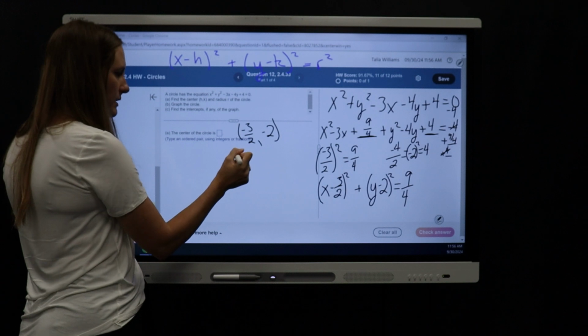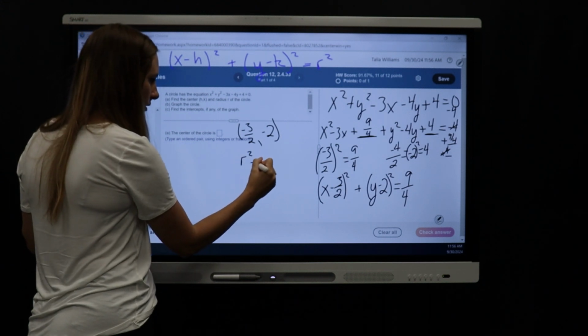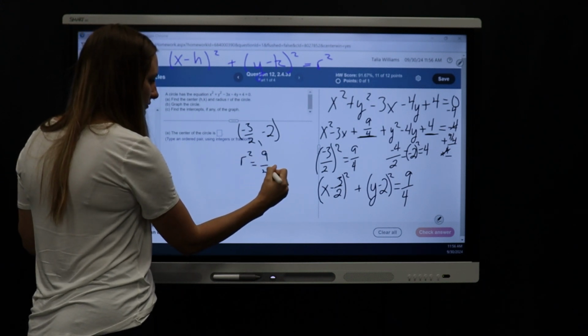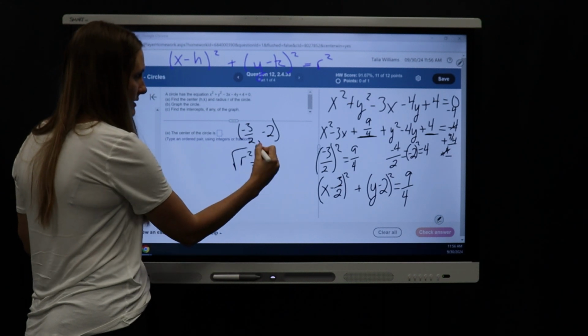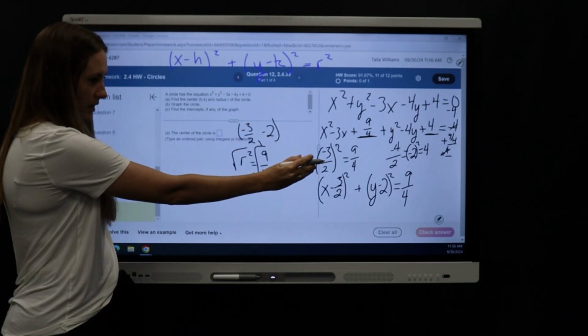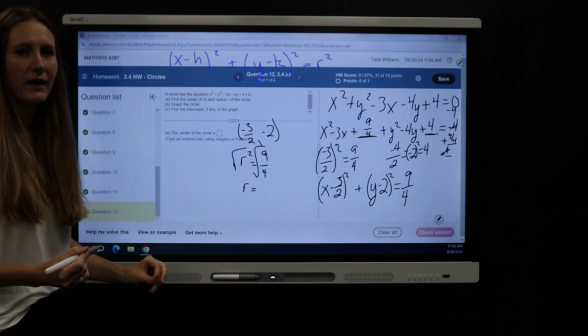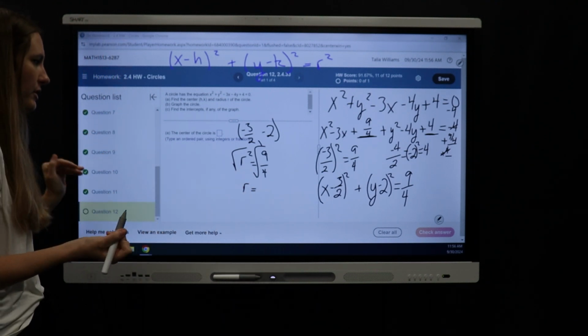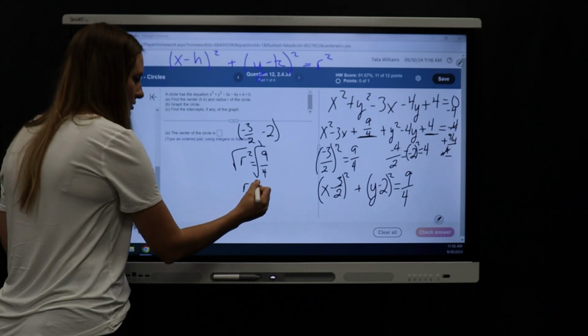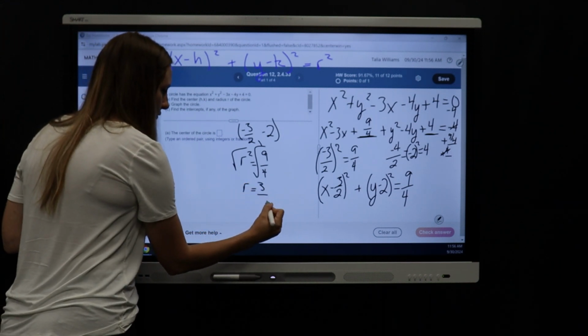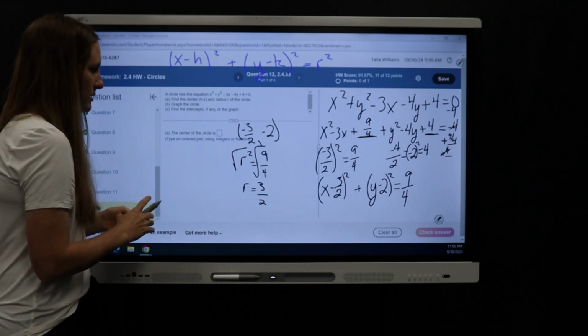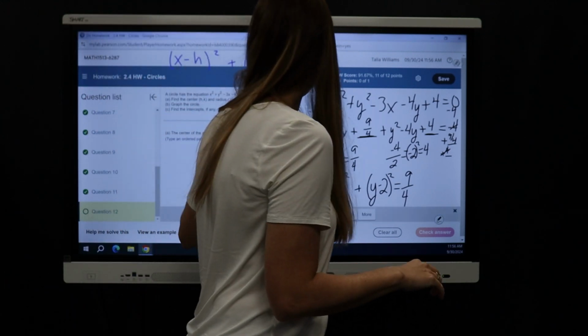Now our radius is going to be the square root of 9/4. Because in standard form, r is squared. So right now it's r squared, so we take the square root. When you take the square root of a fraction, you take the square root of the top and the square root of the bottom. So the square root of 9 is 3, and the square root of 4 is 2. So this is our radius. Let's go ahead and get all that typed in.